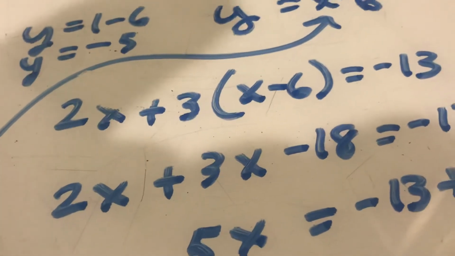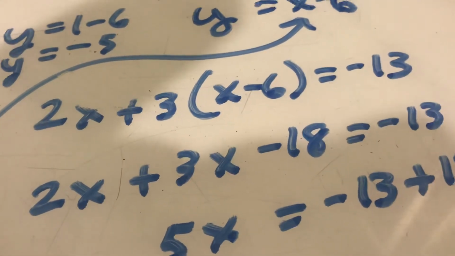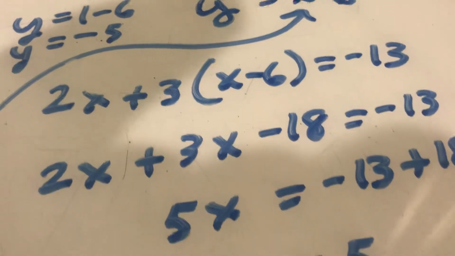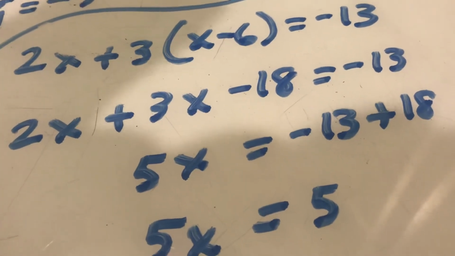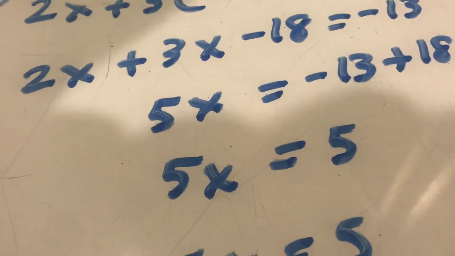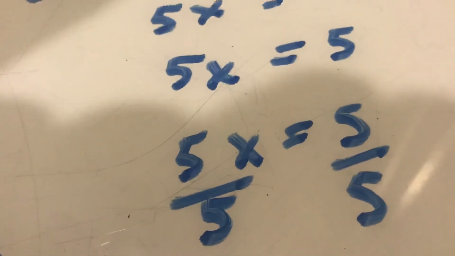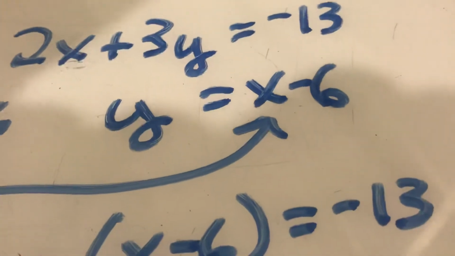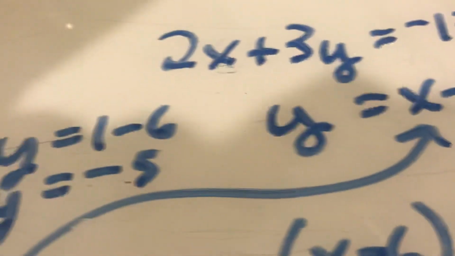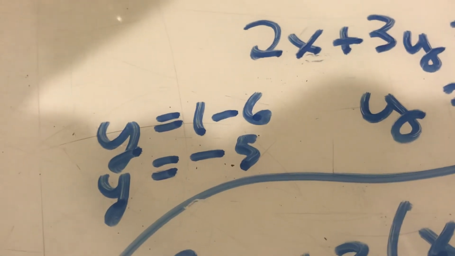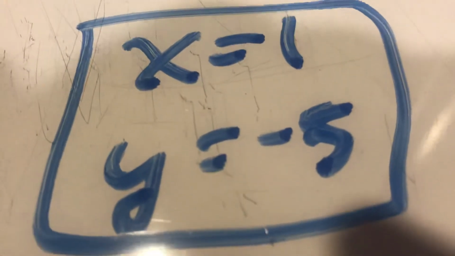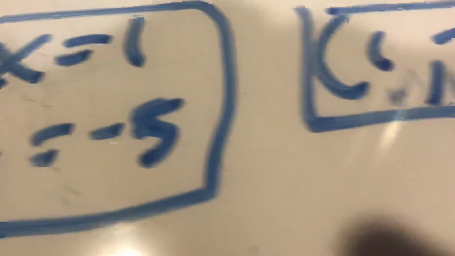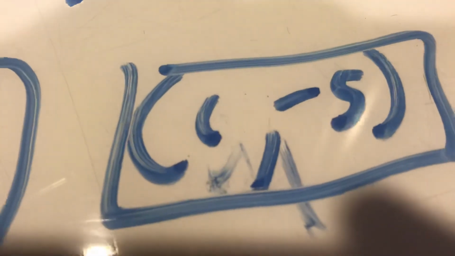I use the distributive property. 2x plus 3x minus 18 equals negative 13. 5x equals negative 13 plus 18. 5x equals 5. I can divide both sides by 5, and I get x equals 1. Now x equals 1, I go back up, and I know x equals 1, so instead of x, I can write 1. So over here, I get y equals 1 minus 6, y equals negative 5. So my answer is x equals 1 and y equals negative 5. Or I can write it as an ordered pair, 1, negative 5.